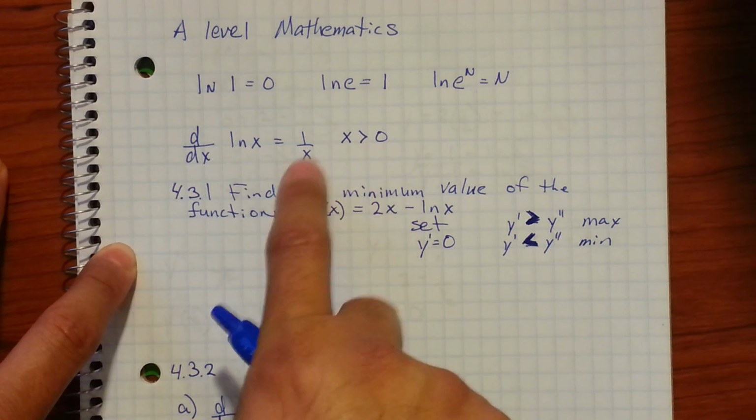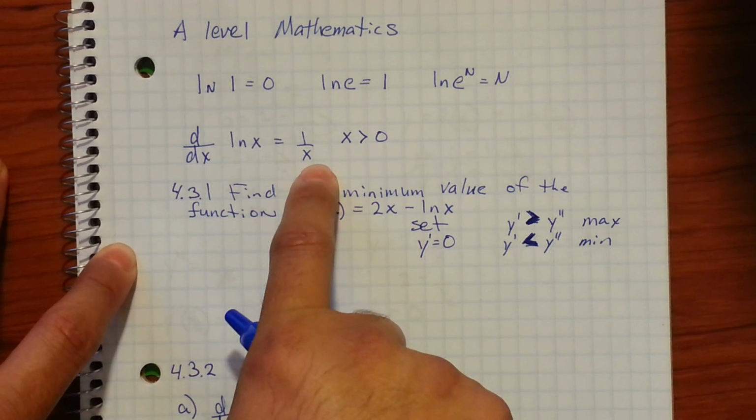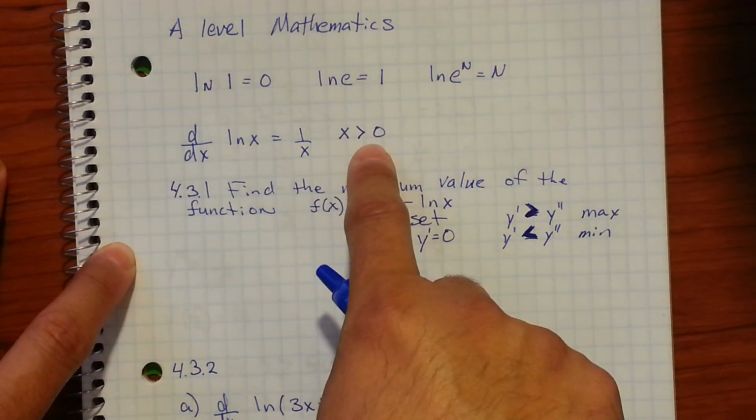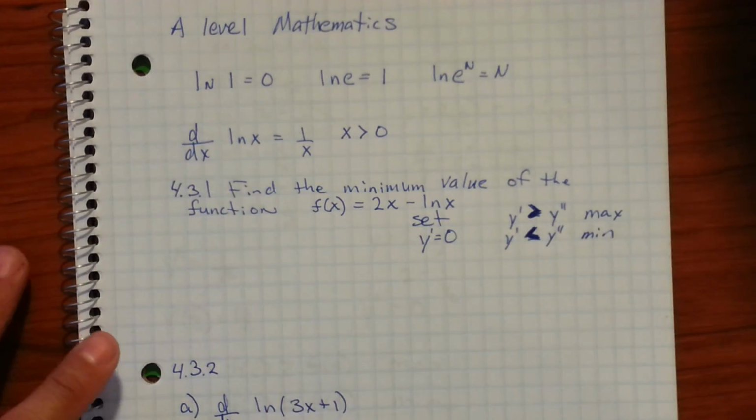If x is 0, I would get 1 over 0, and that would be undefined. So that one there is not going to be allowed. So x has to be greater than 0 for all of this.